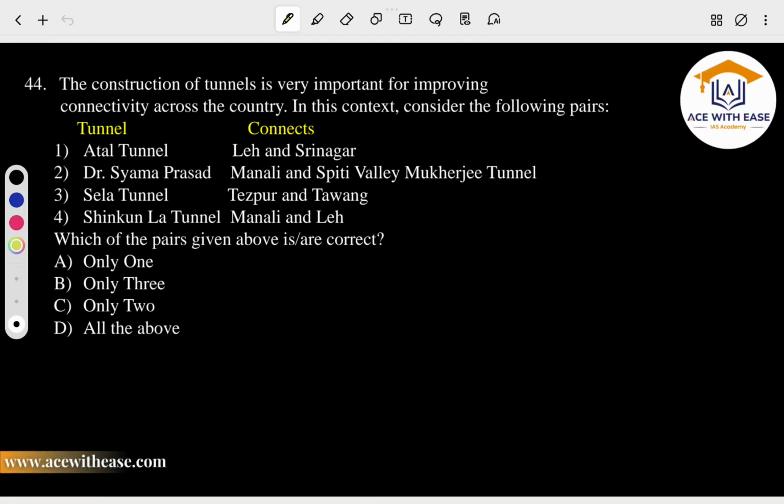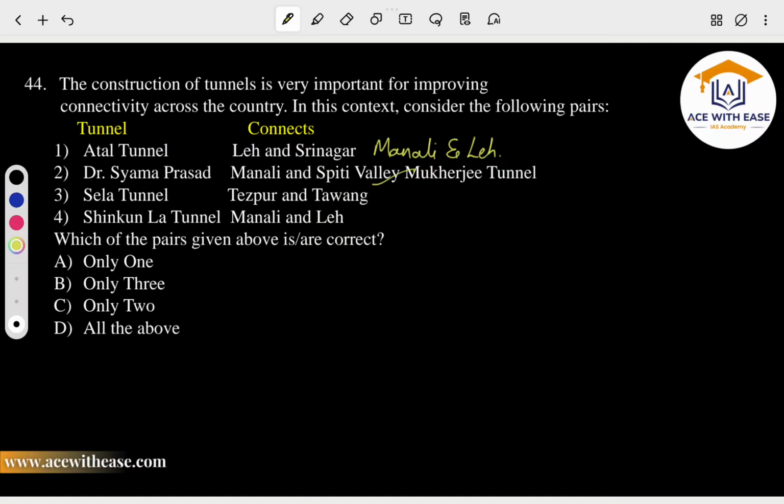44. Which of the following are correctly matched? Recently a large number of tunnels have been inaugurated, so it is better if we revise all the tunnels and which regions they are connecting. So first, Atal tunnel is connecting Leh and Srinagar. No, it is connecting Manali and the Leh region. And we have Dr. Syama Prasad Mukherjee tunnel. It connects Manali and Spiti Valley. Yes, it is connecting Manali and Spiti Valley.